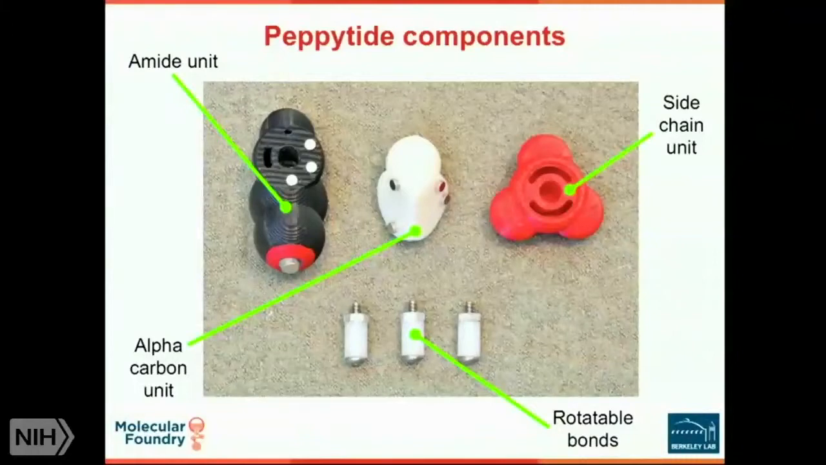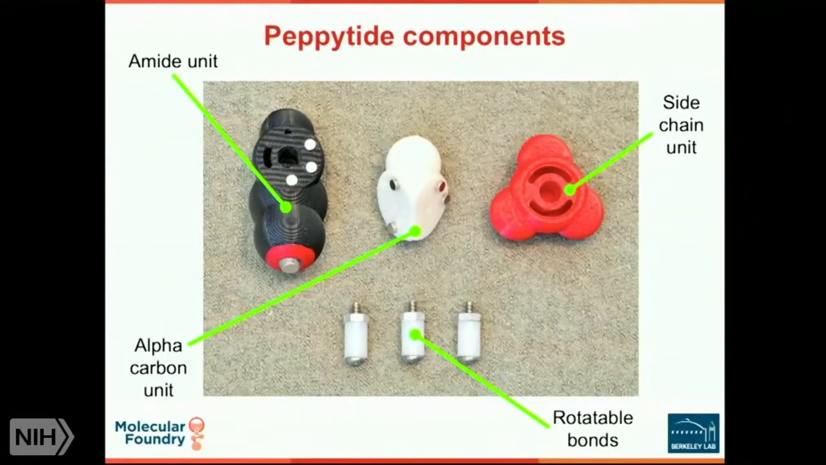And so here are the parts that we developed. These are plastic parts that can be printed on a 3D printer. This is an amide unit, so this is 4 atoms: carbonyl carbon, oxygen, and a nitrogen and a hydrogen. This is an alpha carbon, and it has its own hydrogen. And then there's a side chain unit. At this point, we just have a methyl group. And then these are just screws with a little nylon bushing that can spin freely. And so we have a little bearing.